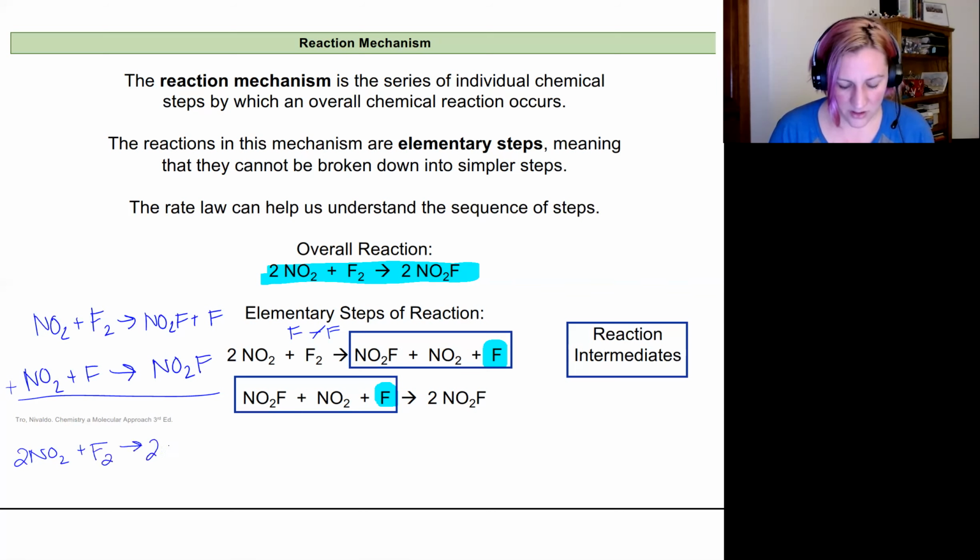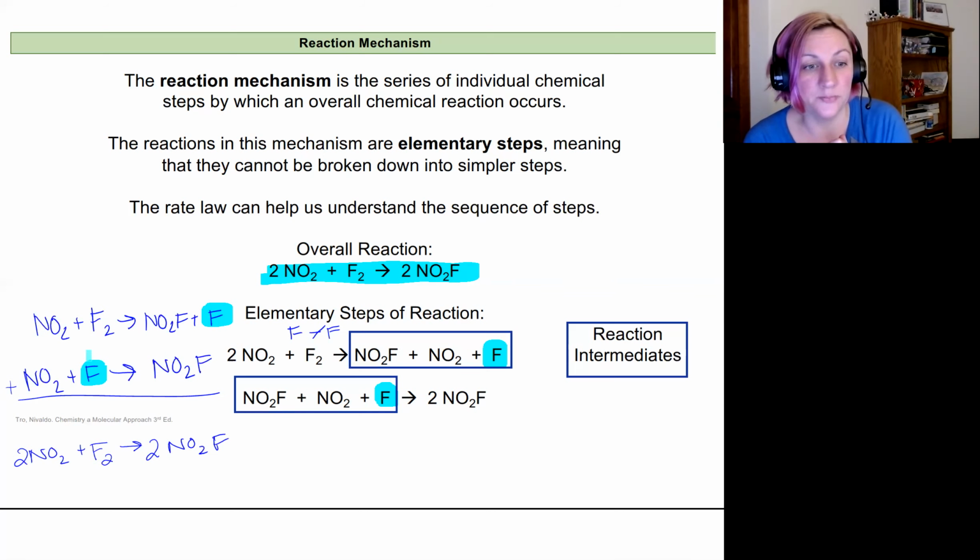F2 forms 2 NO2F, where our intermediate is just seen as this one fluorine atom that's alone.